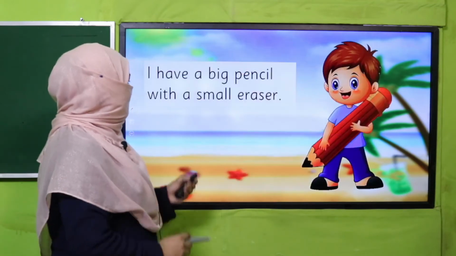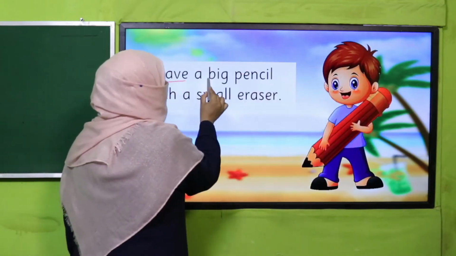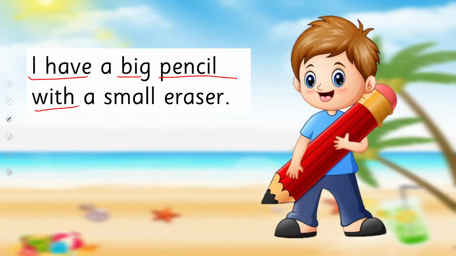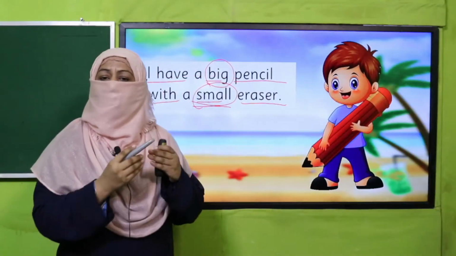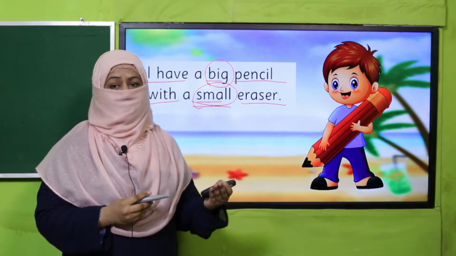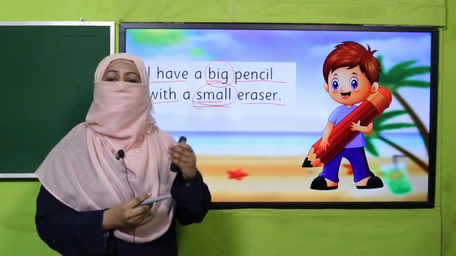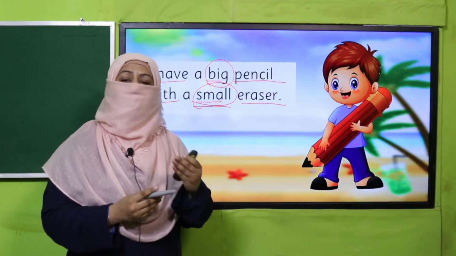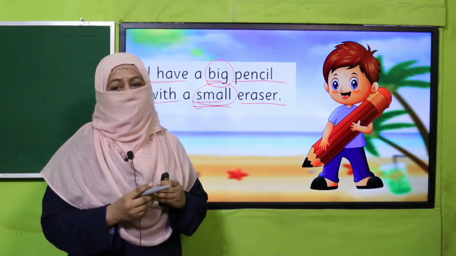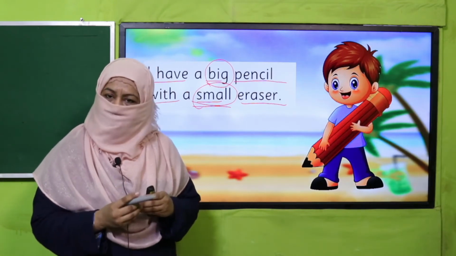Okay, the other example is I have a big pencil with a small eraser. You see, even for one thing, we can use more than one describing word, because one thing, one person can have more qualities. So we use all describing words to tell maximum whatever we want to share about that person or about that thing.